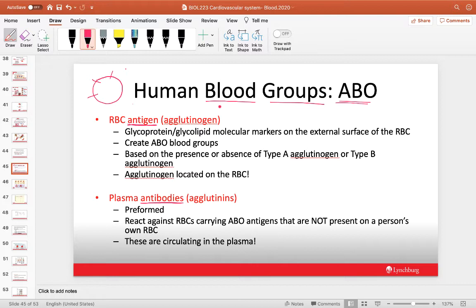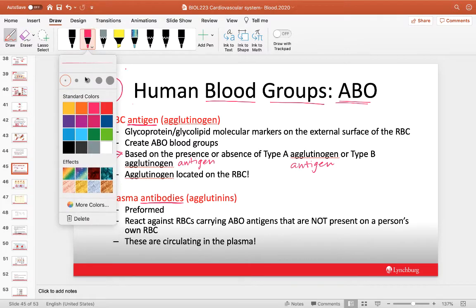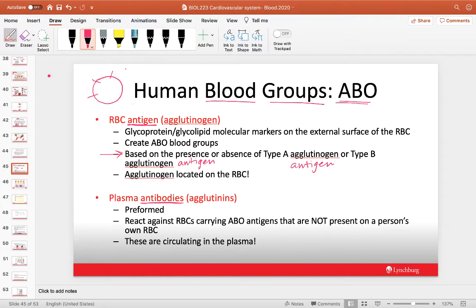Okay, so the blood group that you're in is based on the presence or absence of either type A agglutinogen or antigen, or type B agglutinogen or antigen. So it basically depends on which one is there or which one is not there.